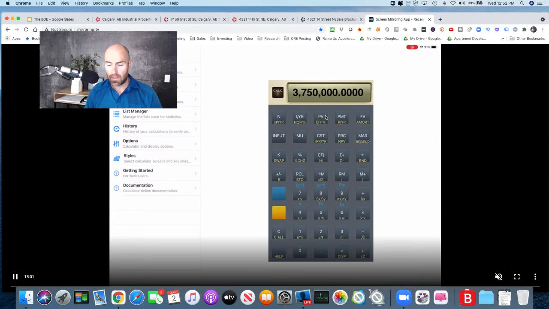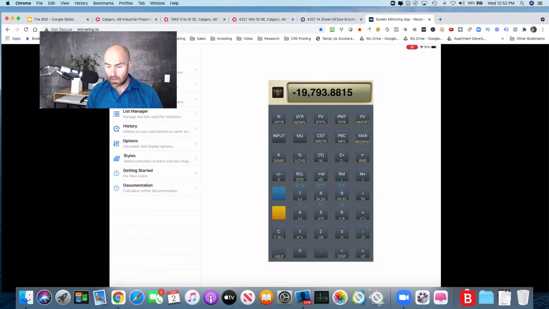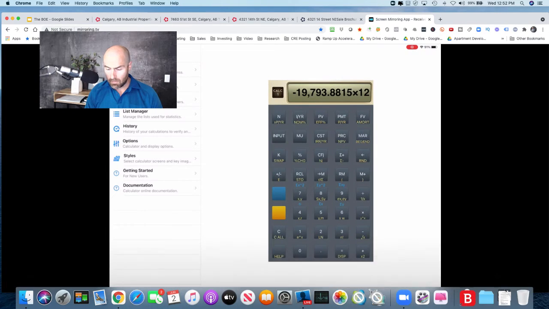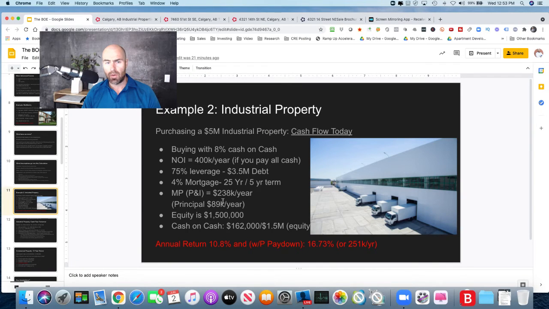So the present value is 3.75 million, with a 4% interest rate, and we're going to plug that in there. We're going to go 300 as my N, because it's going to be monthly. Now we're going to calculate payments. That is essentially what this is going to cost on a monthly basis. Times it by 12, and there you go, 237. So if you go back over here, I think I just rounded up to 238.